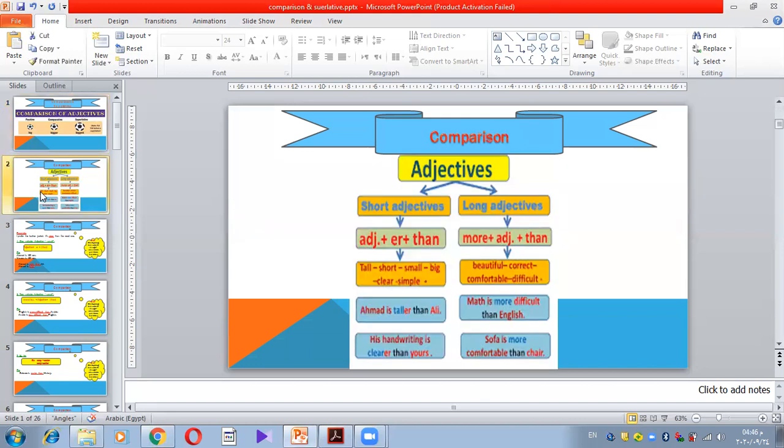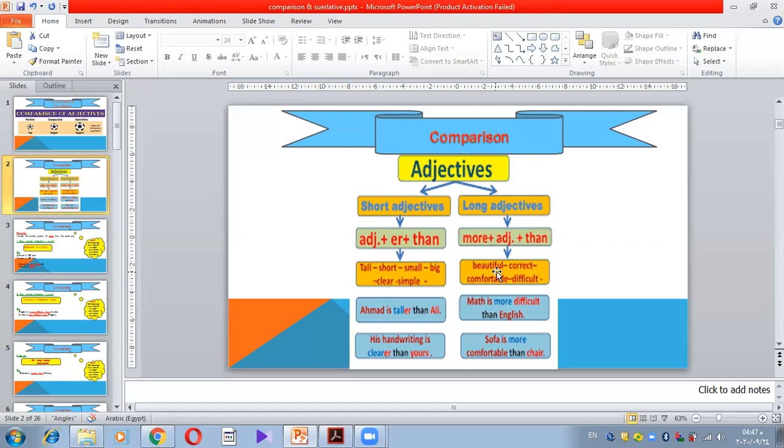Let's have a look at the first one. For comparison, we are talking about adjectives. We have two types of adjectives, short and long, and I'm going to explain now what is meant by each one of them. For the short, we add er and then than. Just like tall, taller, short, shorter, small, smaller. So Ahmed is taller than Ali, for example. For the longer ones, like beautiful, correct, comfortable, we say maths is more difficult than English.